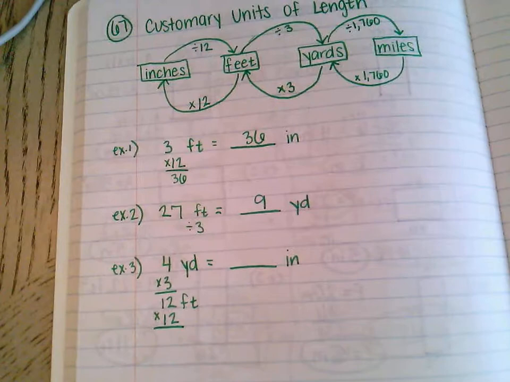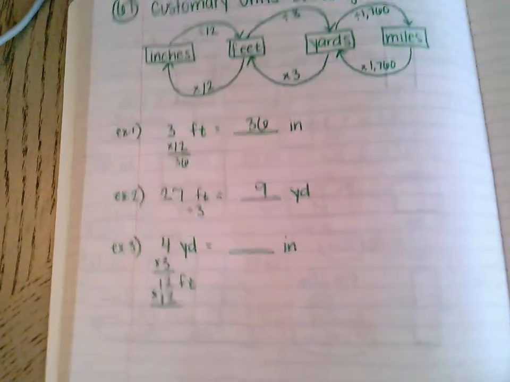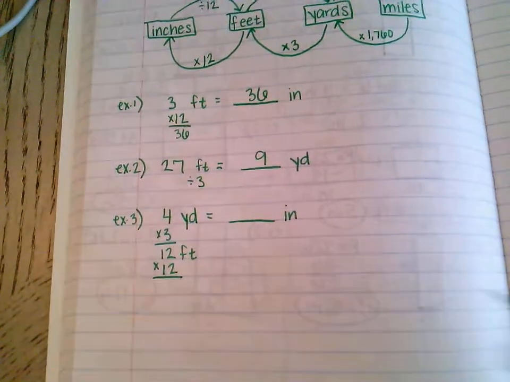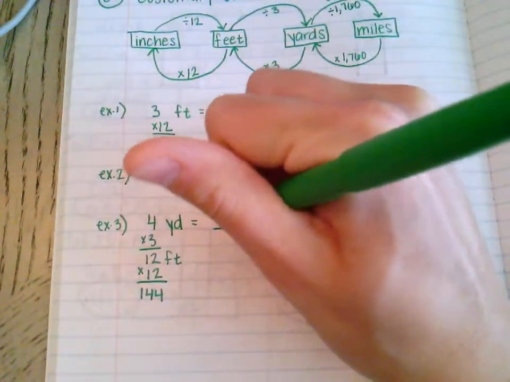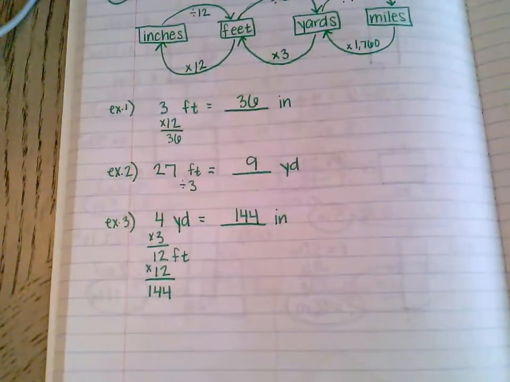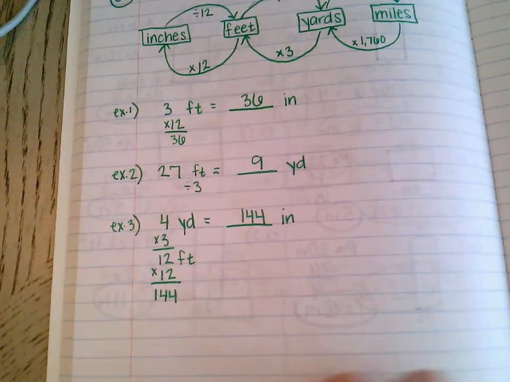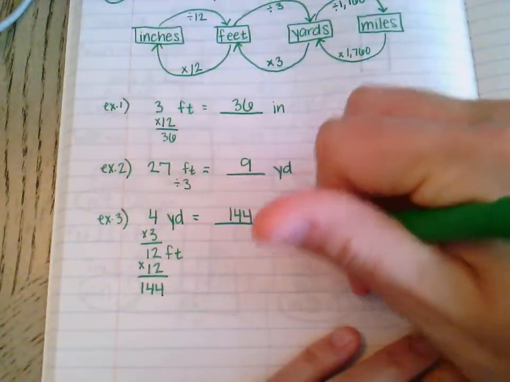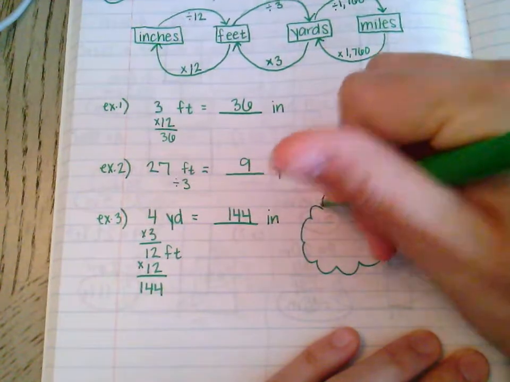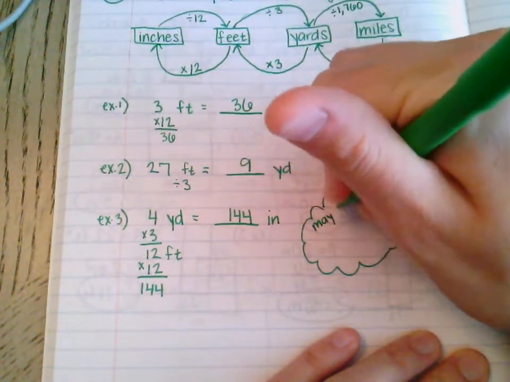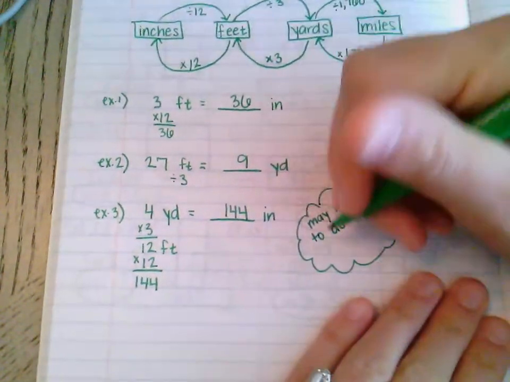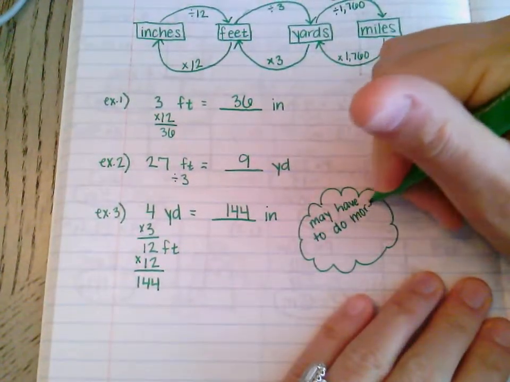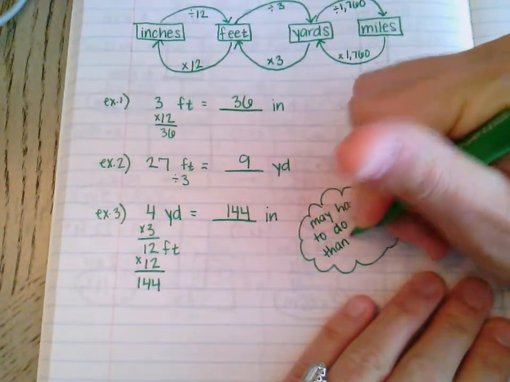And if you know your 12's multiplication facts, which we should know by now, 12 times 12 is 144. So 4 yards is actually 144 inches. And so I'm going to do in a little bubble here. May have to do more than one jump.